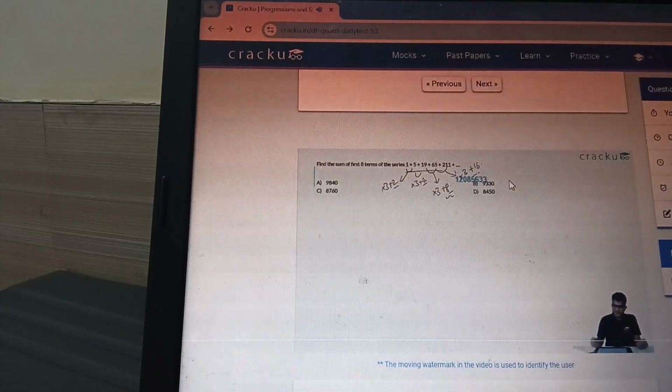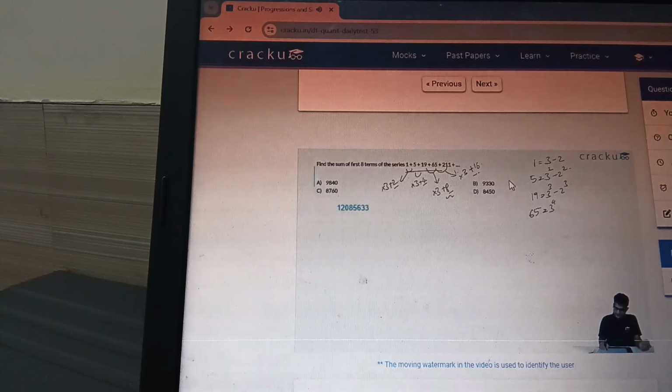Now if you think deeper, you will notice that 1 is equal to 3 minus 2 and 5 is equal to 3 square minus 2 square. Similarly, 19 is equal to 3 cube minus 2 cube. 65 is equal to 3 to the power 4, which is 81, minus 2 to the power 4, which is 16. So you can clearly see a pattern over here. 211 will be 3 to the power 5, which is 243, minus 2 to the power 5, which is 32.